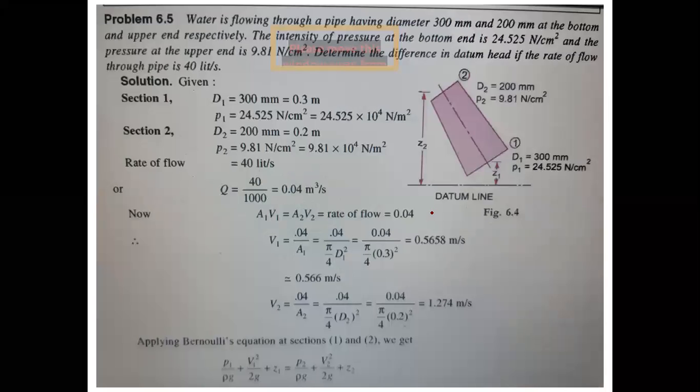Next, now see the other problem. Water is flowing through the pipe having the diameter 300 mm and 200 mm at the bottom.